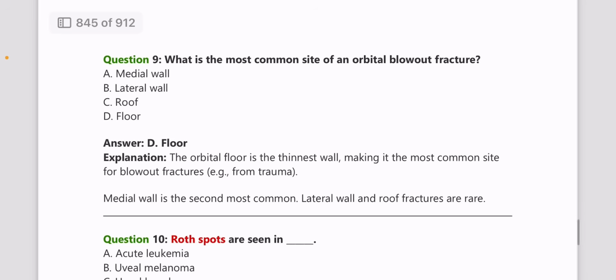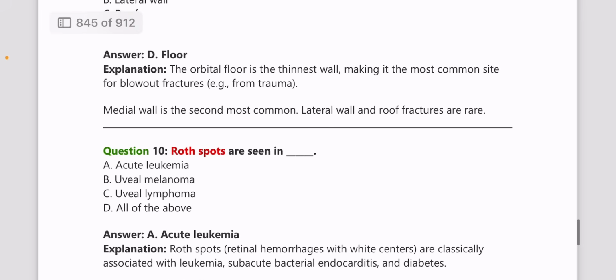Next, what is the most common site of an orbital blowout fracture? Answer is floor. So the orbital floor is the thinnest wall, making it the most common site for blowout fracture. Example from trauma. And the medial wall is the second most common. Lateral and roof fractures are rare.